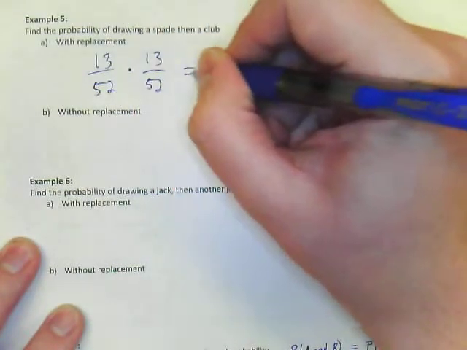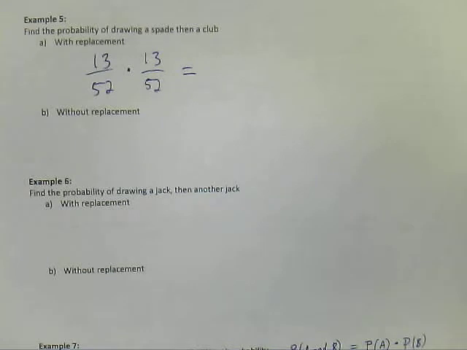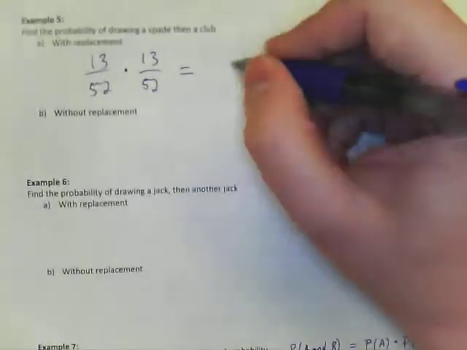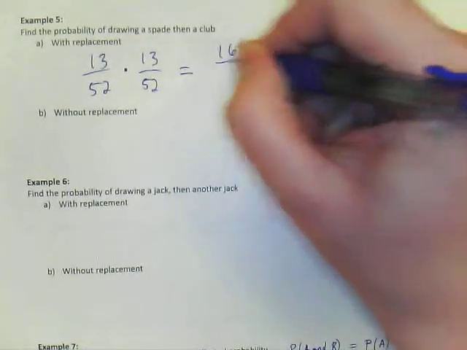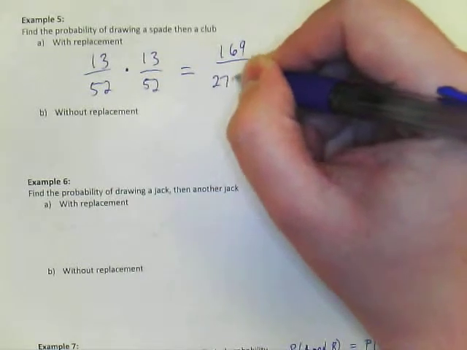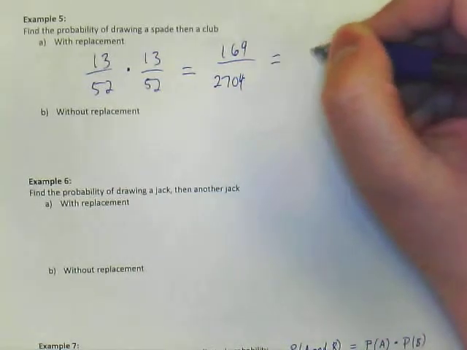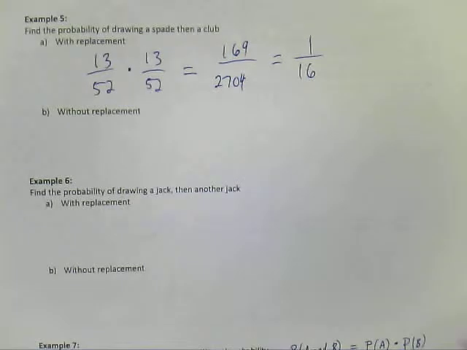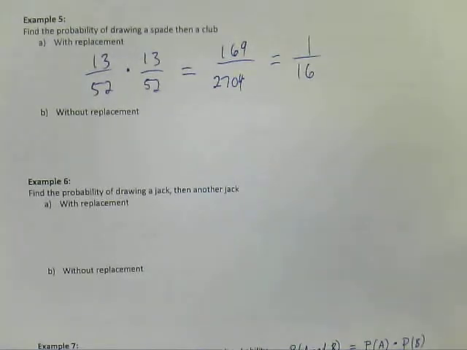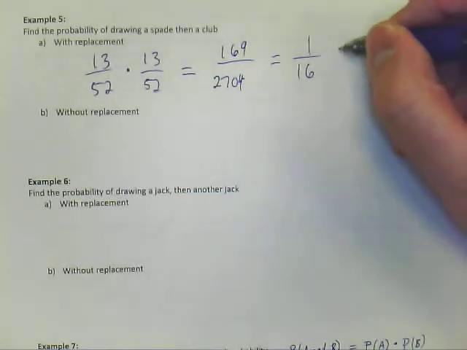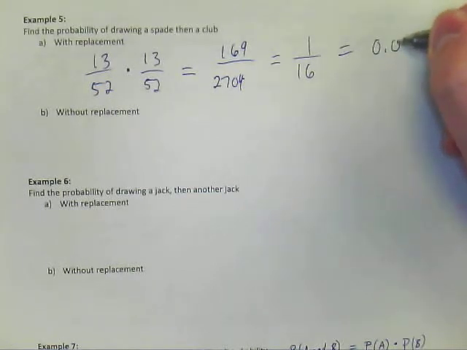So we can get the probability by multiplying those together. So 13 times 13 is 169. 52 times 52 is 2704. That fraction will reduce to 1 over 16. Now up to this point, at least in the last video, I wasn't worrying about getting decimal answers, but for these, I am actually going to do that. So that this is equal to 0.0625.